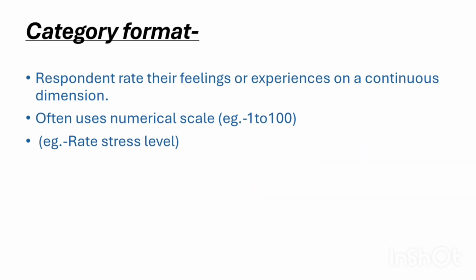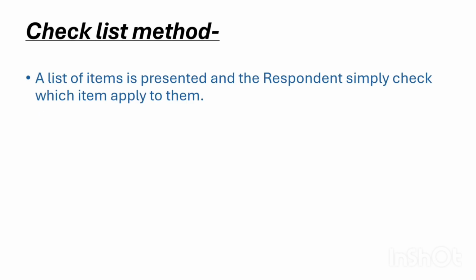Category format. Respondents rate their feelings or experiences on a continuous dimension, often using a numerical scale. For example, 1 to 100. Rate stress level. Checklist method. A list of items is presented and the respondent simply checks which items apply to them.